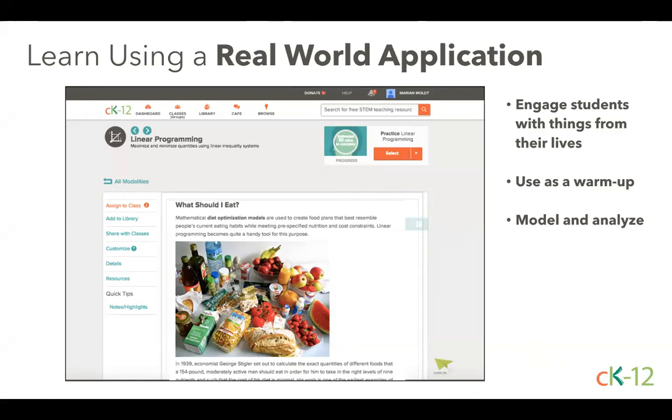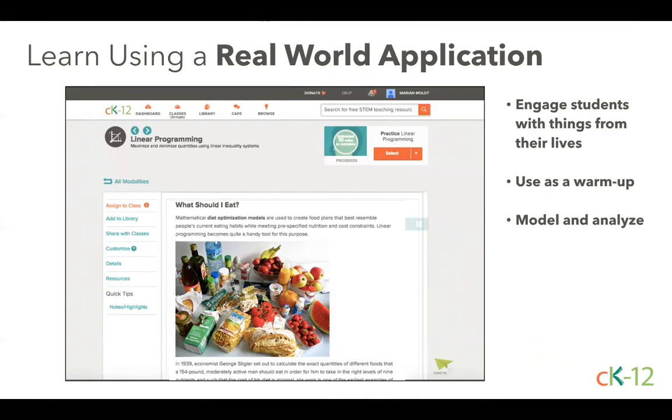The other thing is you can reach higher level thinking using an RWA to help students bring ideas together using analysis and modeling. Modeling as part of Common Core and both Next Generation Science Standards is really important. And analysis is also one of the new higher level thinking ideas that are really important at the core of what makes these two new standards different. And I think the more we can offer students to model and analyze, the better.